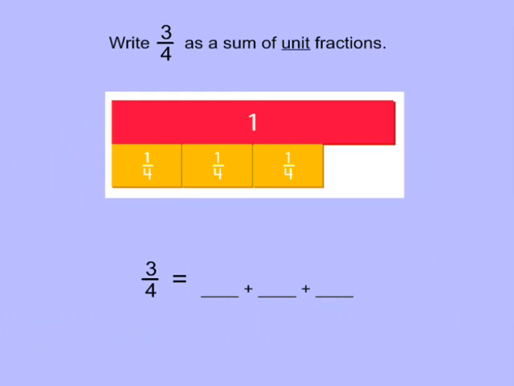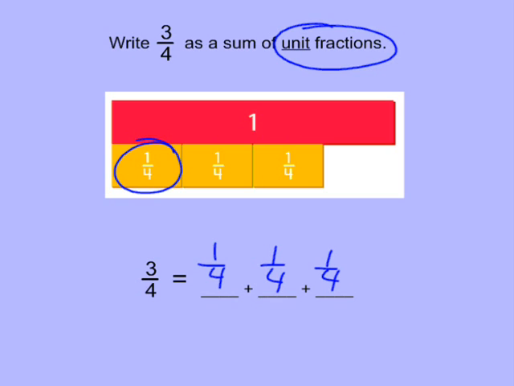If we wanted to write 3/4 as the sum of unit fractions, look, it says unit fraction, so we know it's going to have to be 1, the lowest piece, the simplest piece that represents part of the whole. So 1/4 would be our unit fraction. So 3/4 as the sum of unit fractions would be 1/4 plus 1/4 plus 1/4. We know there would be 3 1/4 because 3 is in the numerator.